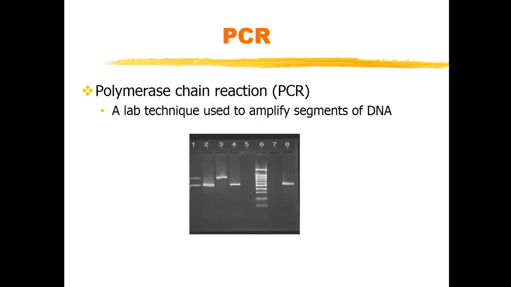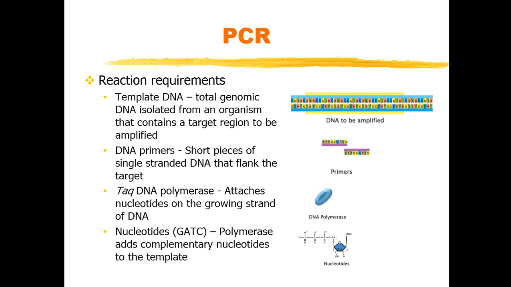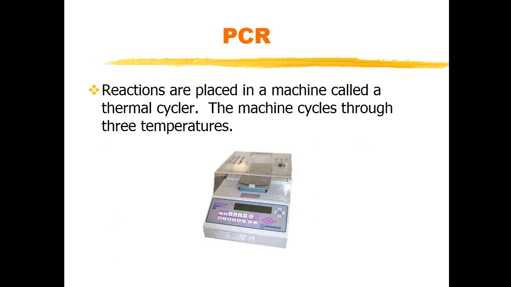PCR we have already discussed. Reaction requirements for PCR are template DNA, then a pair of primers, forward primer and reverse primer, Taq DNA polymerase, which attaches to the primer and extends it, and nucleotides which are used for amplification. This is the instrument, the thermal cycler.